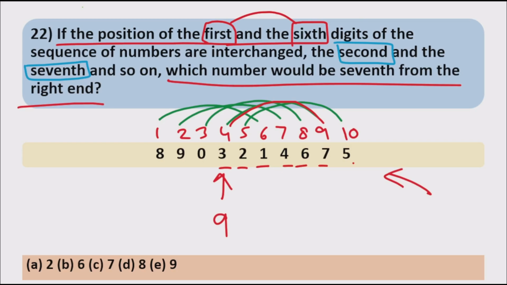So basically 9th is the position, and the position 9th is occupied by the number 7. So at the place of 3 it will be 7, and at the place of 7 it will be 3. Hence our answer is 7.